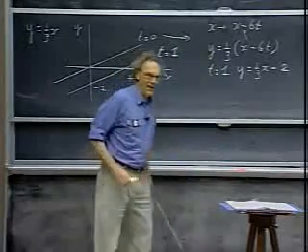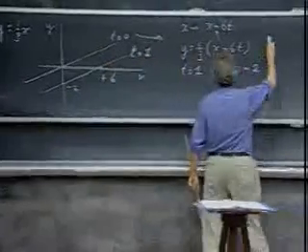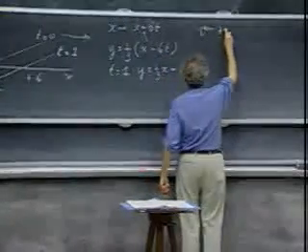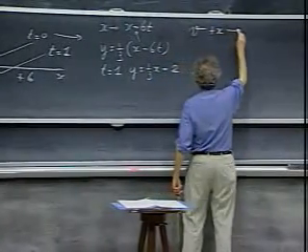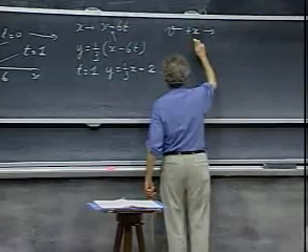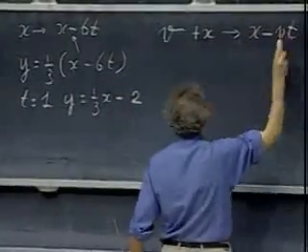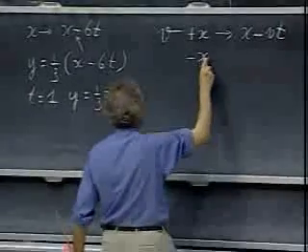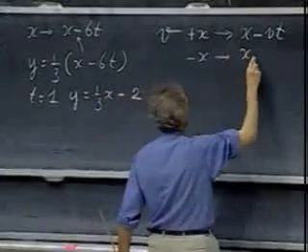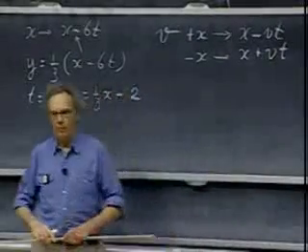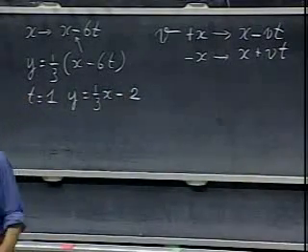And so what this is telling us is that if we ever want something to move with a speed v in the plus x direction, then all we have to do in our equations is replace x by x minus vt. And if we wanted to move in the minus x direction, then we replace x by x plus vt. That's all we have to do.